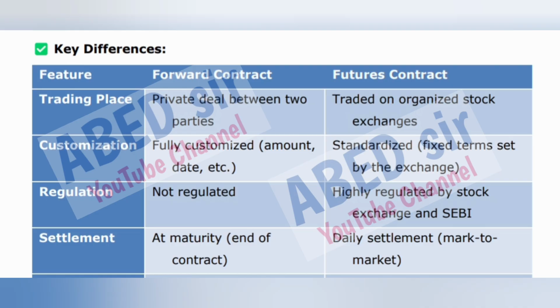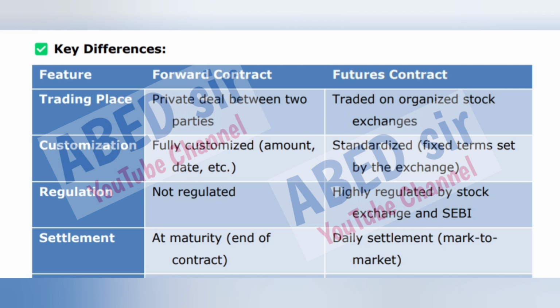Key differences. Feature: forward contract, futures contract. Trading place: private deal between two parties; traded on organized stock exchanges. Customization: fully customized, amount, date, etc.; standardized, fixed terms set by the exchange. Regulation: not regulated; highly regulated by stock exchange and SEBI.